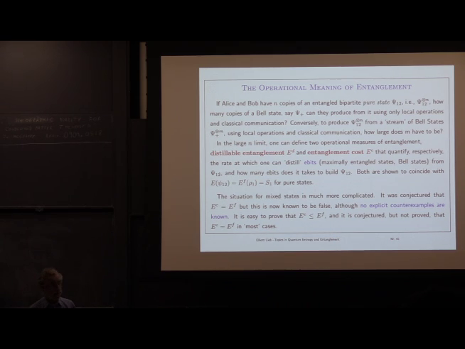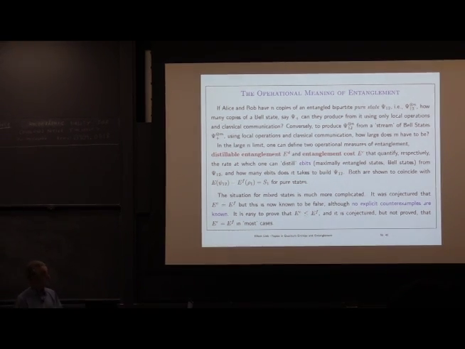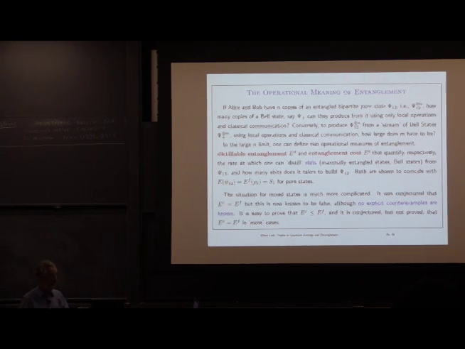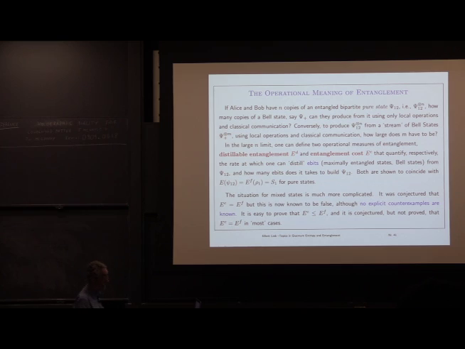By measuring how many Bell states it takes to make the density matrix you've got, or the other way around, is a measure of entanglement. How many maximally entangled states fit into the given state you've got. To do that, we take many copies of the given state and try to compare it with many copies of the Bell state. Suppose Alice and Bob have n copies of a pure state. Now this is pure states because I want to use Nielsen's theorem. How many copies of a Bell state, say psi plus, can they produce from it using only local operations and classical communication, LOCC?